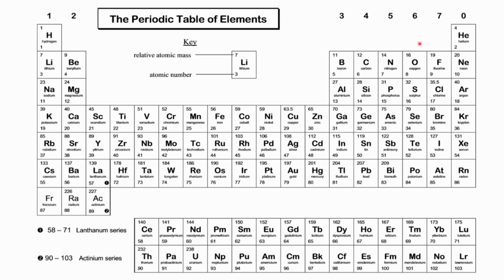In group 6, they have 6 electrons in the outer shell. So therefore, they're going to gain 2 electrons to get a full outer shell. If they gain 2 electrons, the ions will have a -2 charge.